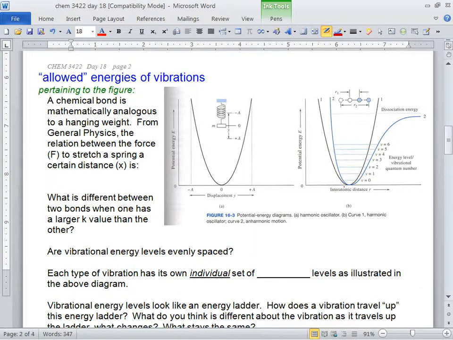Allowed energies of vibrations. Brandy, can I pull this spring down any distance I want? Can I pull this weight down any distance I want? Well, minus breaking the spring. Right, let's say between here and here. Can I pull it down any distance I want? Yeah, right? There's nothing stopping me. So when I do that, Melissa, does it change frequency? Or I could pull it down even farther. Woohoo! Does it change frequency?